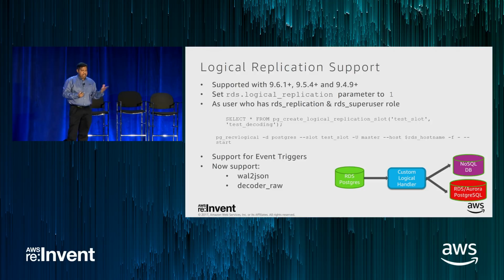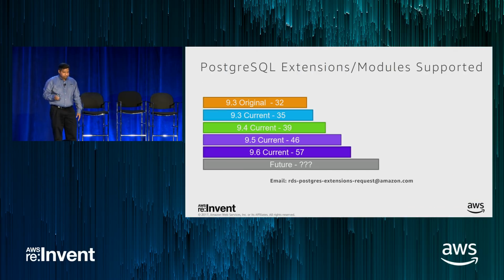The way you would set it up is you would set logical replication to 1 and make sure the user that is going to do that has the rds_superuser and rds_replication privileges. It's pretty powerful for people who are writing their own custom change tracking systems.